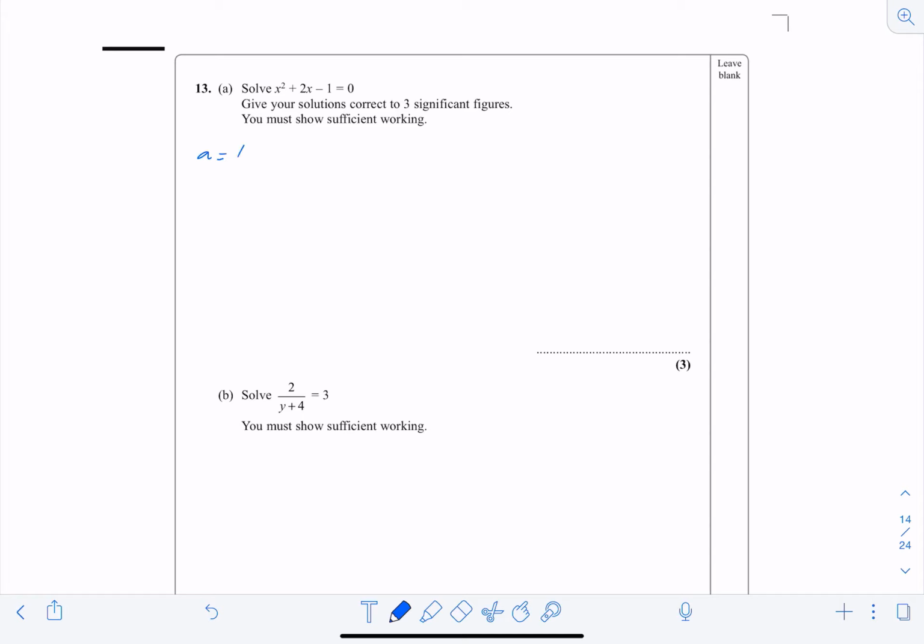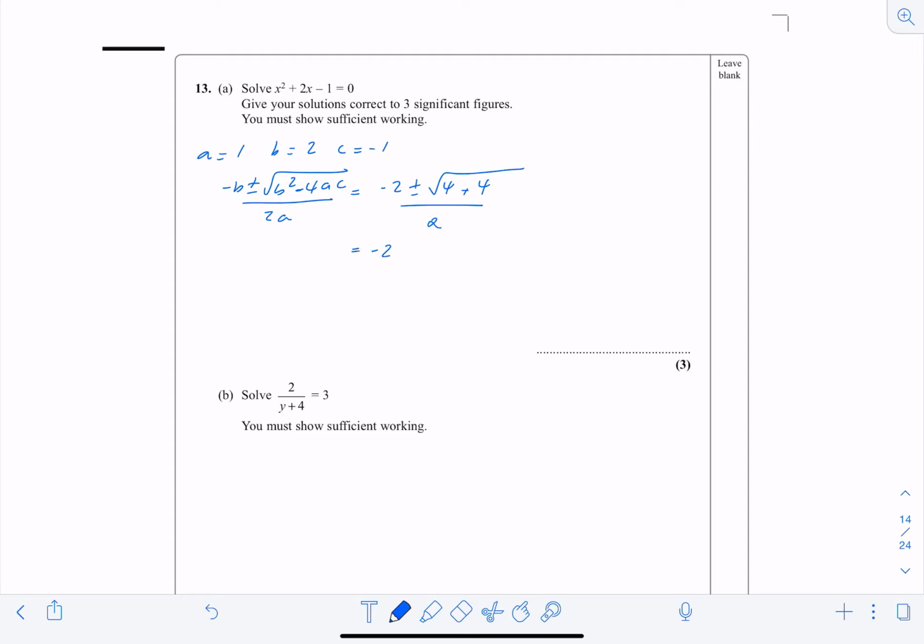A equals 1, B equals 2, C equals -1. So negative b plus or minus the square root of b squared minus 4ac all over 2a. That equals -2 plus or minus the square root of b squared, which is 4, minus 4 times a times c. So 4 times a is 1, times -1 is -4, but we've got a negative there as well, so it's going to be plus 4, all over 2a, which is 2.